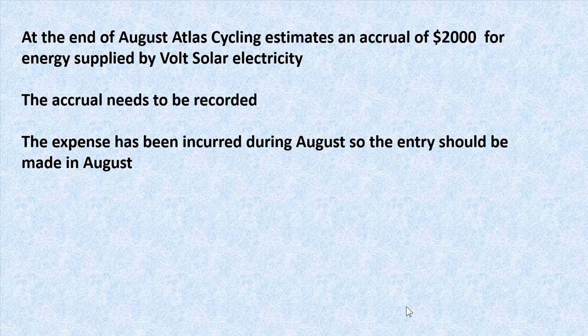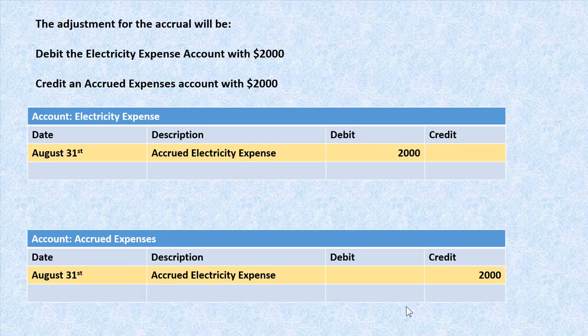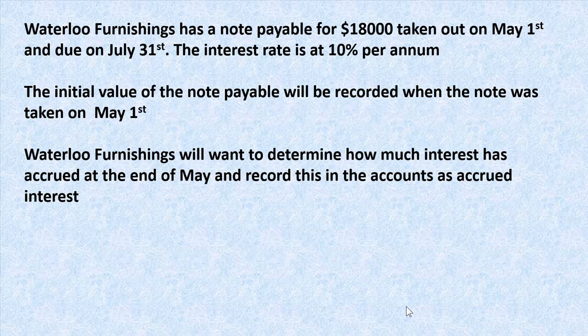Now, as an example, at the end of August, Atlas Cycling estimates an accrual of $2,000 for energy supplied by Volt Solar. So we need to be recording this, and remember it says at the end of August. So the expense has been incurred during August, so the entry should be made in August. So how do we make that adjustment for the accrual? We debit the electricity expense account with $2,000 and we credit an accrued expenses account with $2,000.